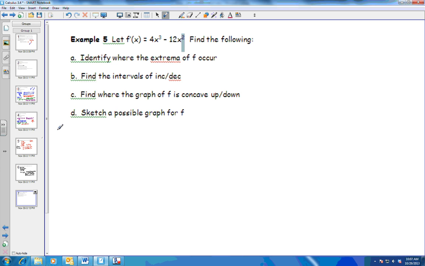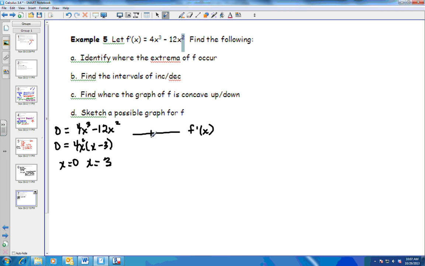So I'm just going to have to set my derivative that they gave me equal to 0 and solve. So you have to be careful and look at what they gave you. I'm going to factor out a 4x squared, and I would get x minus 3. Set each one of those equal to 0, and I get x is 0 and x is 3. I'm going to put that on my sign chart, and I'm labeling it as my first derivative.